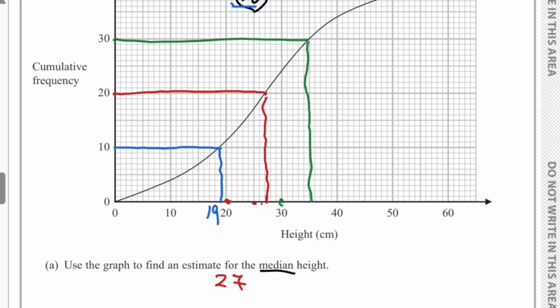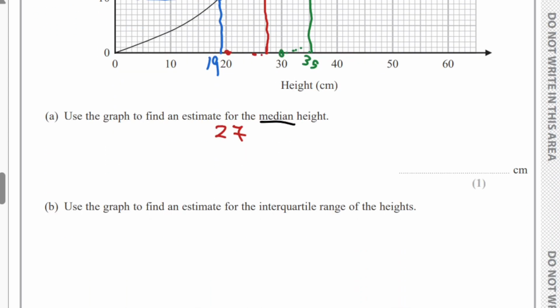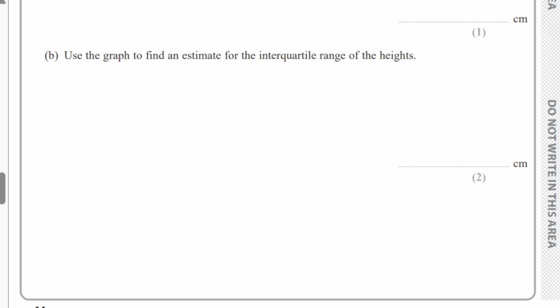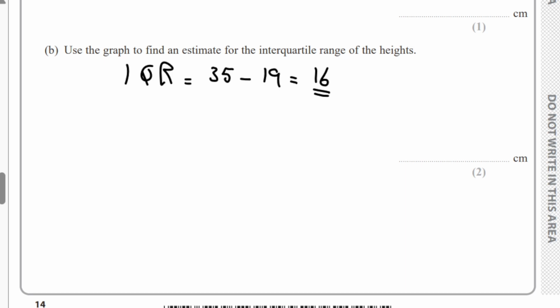This is 30 and this is 40. This is 31, 32, 33, 34. This is 35. Very good. So we got the upper quartile to be 35 and the lower quartile to be 19. So the interquartile range is 35 minus 19, which I think is 16, isn't it? That's 15 plus 1. Yes, it is.